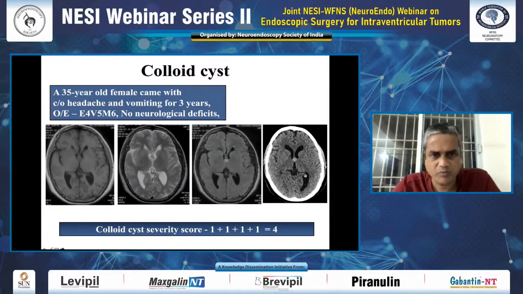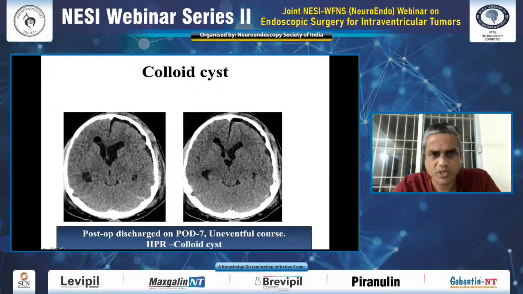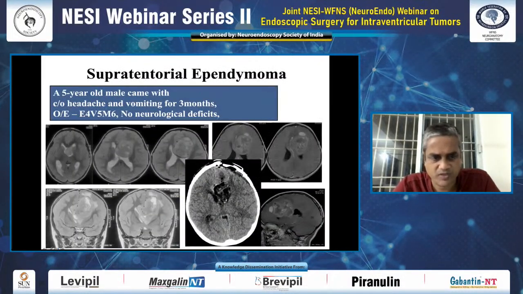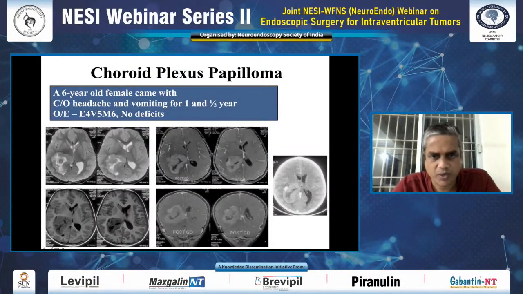And these are a few examples of colloid cyst. That's a pre-op and a post-op. It's a large ependymoma. That's a post-op CT scan in the center. And again, a choroid plexus papilloma.